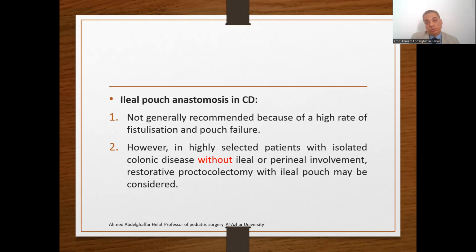Ileal pouch, like in ulcerative colitis: proctocolectomy with ileal pouch is not generally recommended because of the high rate of fistulization and pouch failure. However, in highly selected patients with isolated colonic disease without ileal or perineal involvement, restorative proctocolectomy with ileal pouch may be considered in some cases, but generally it is not recommended.